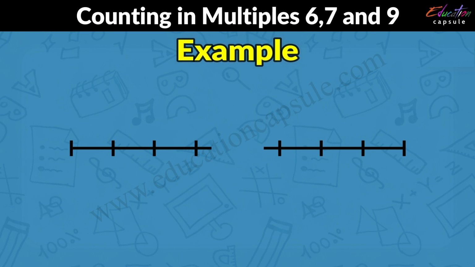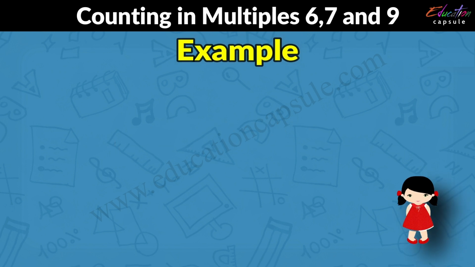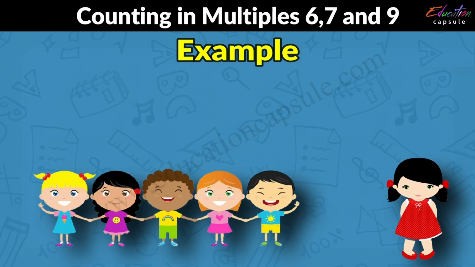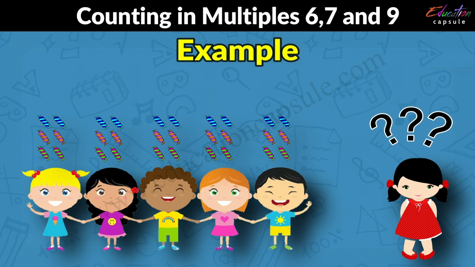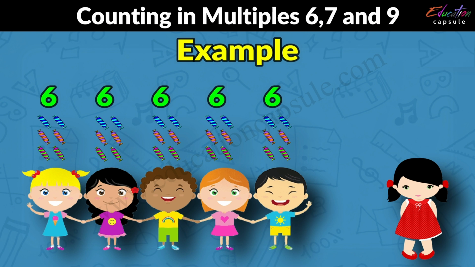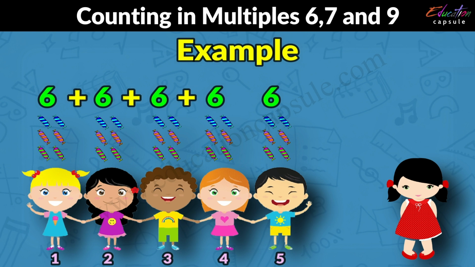For example, Shai has given 6 toffees to each of her friends. What is the total number of toffees she has given to the 5 friends? As you can see here, each friend has got 6 toffees and there are 5 friends. So the total will be 6 added to 6 added to 6 added to 6 added to 6, which gives you 30.